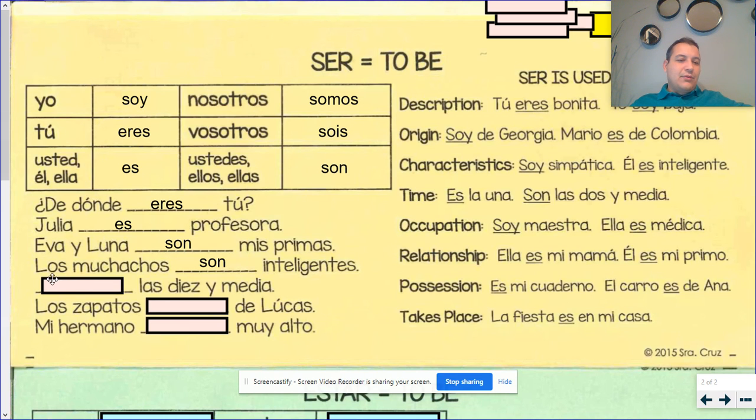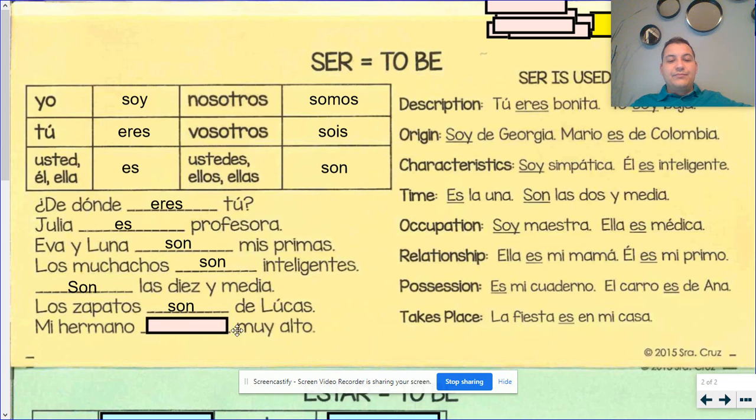See? Then we have the time here, las diez y media. See? Should we say es or son? Son, right? Because it's more than one. Son las diez y media. Los zapatos, belonging, possession, right? That would be here. And here you're using singular, but zapatos is plural. So it should be es or son. It should be son, right? Son de Lucas.